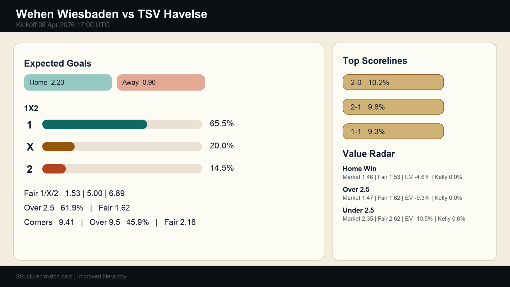So the football logic still supports Wehen, but it supports the result more than it supports a reckless handicap approach. My final prediction is Wehen Wiesbaden to win. This is a correct side pick rather than a huge value pick. The most likely script is Wehen doing enough, not necessarily destroying the game.